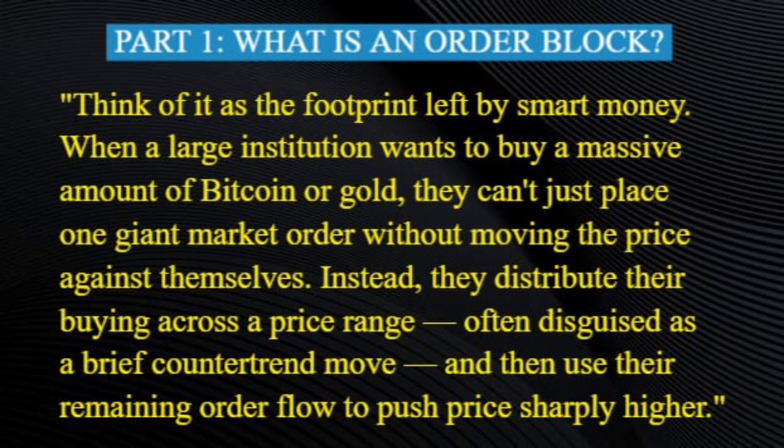When a large institution wants to buy a massive amount of Bitcoin or gold, they can't just place one giant market order without moving the price against themselves. Instead, they distribute their buying across a price range, often disguised as a brief counter-trend move, and then use their remaining order flow to push price sharply higher.